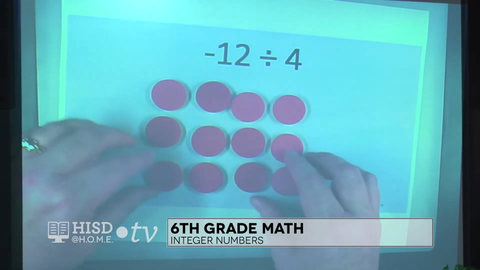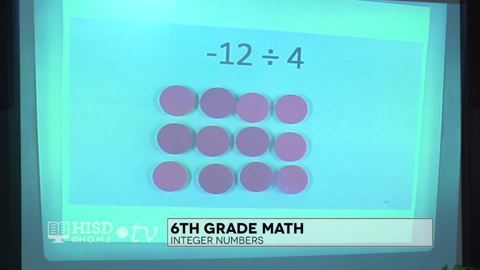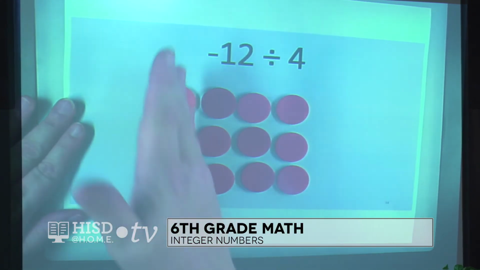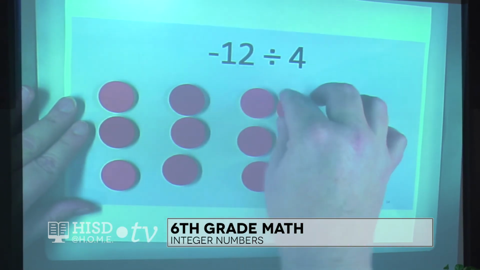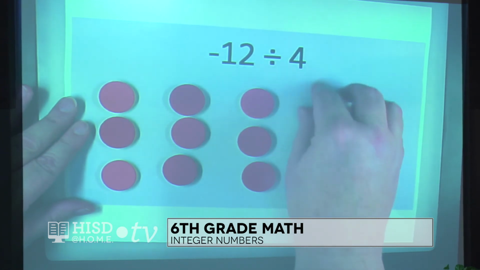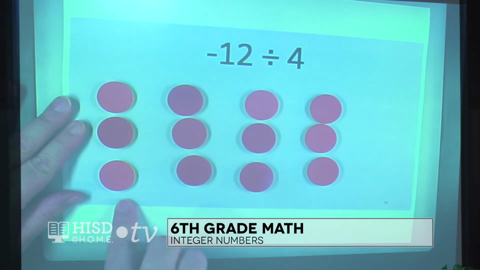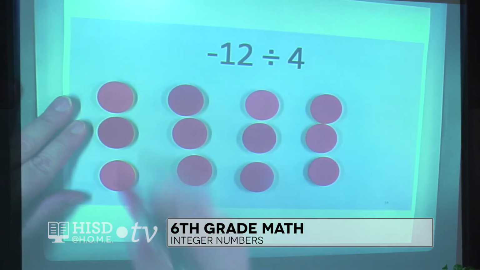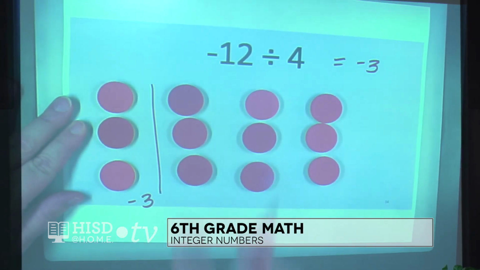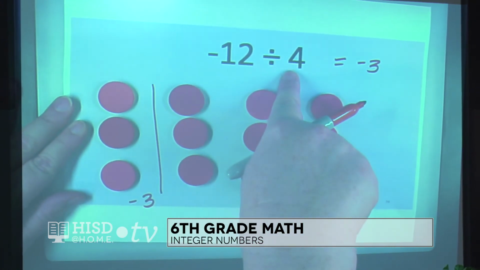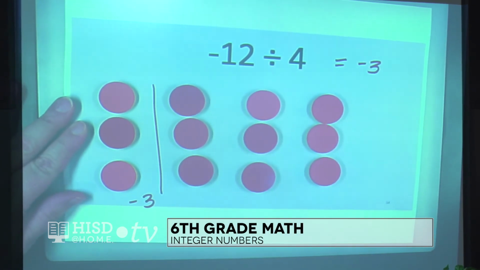So I've got my negative 12. And I need to divide it into 4 groups. I see one group right there. I see another group right there. I've got negative 12 divided into 4 groups, and guess how much is in each of the groups? Negative 3. Notice I have a negative number divided by a positive number, and it yielded a negative number. So negative 12 divided by 4 is negative 3.